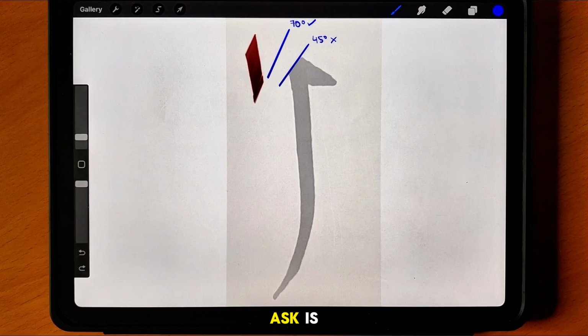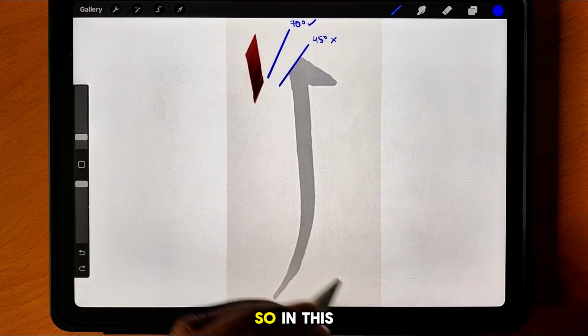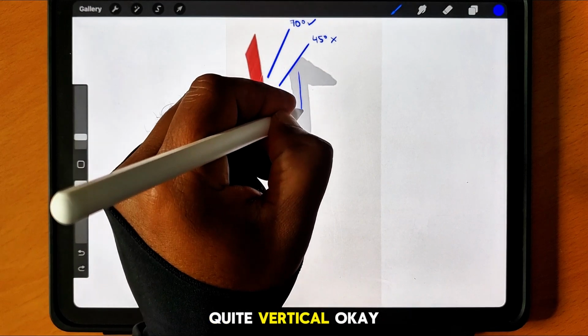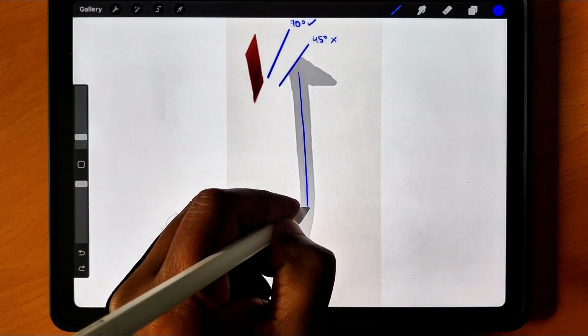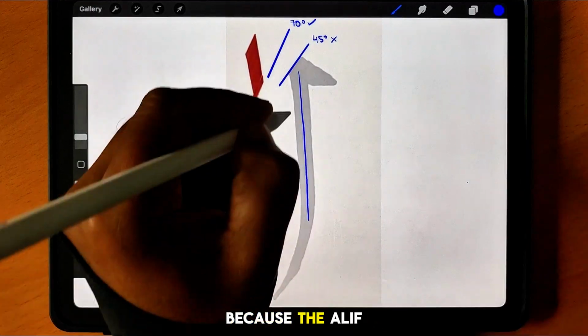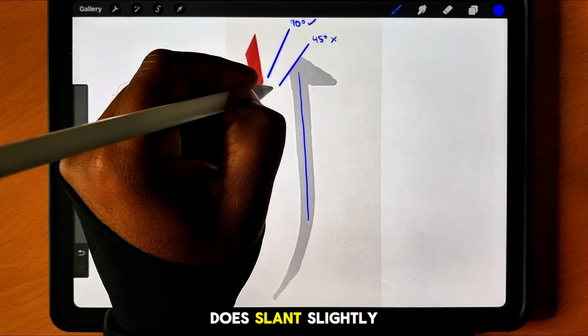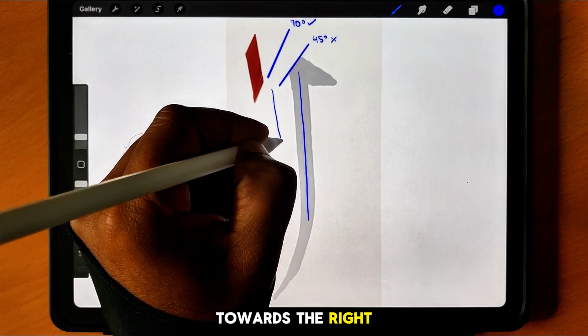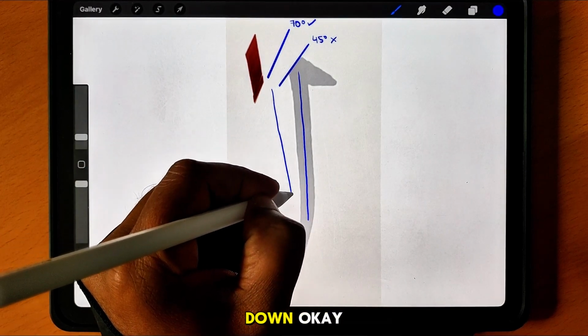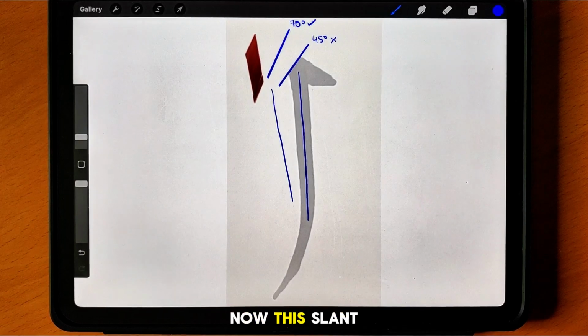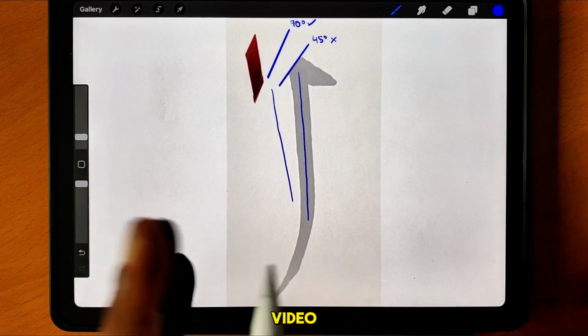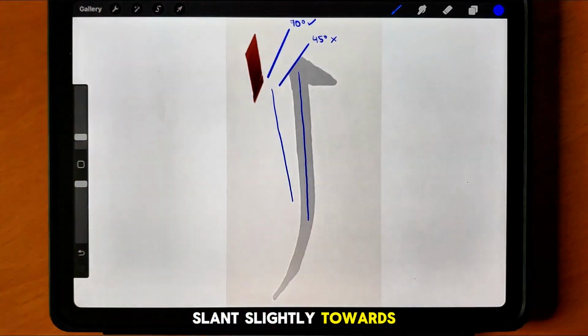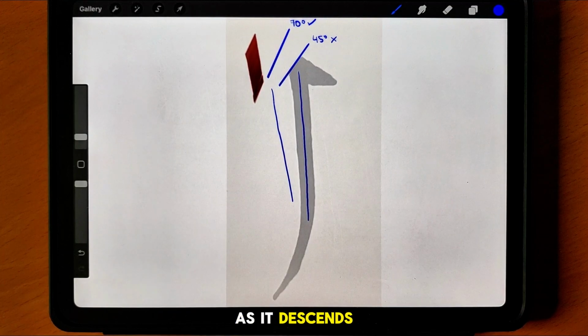Now the next question we should ask is, does our alif come down at an angle or does it come down perfectly vertically? So in this case, this looks quite vertical, okay? And that is incorrect because the alif does slant slightly towards the right as it comes down, okay? Now this slant isn't a lot, and I'm going to give you a guideline for this a little bit later in this video, but it does slant slightly towards the right as it descends downwards.